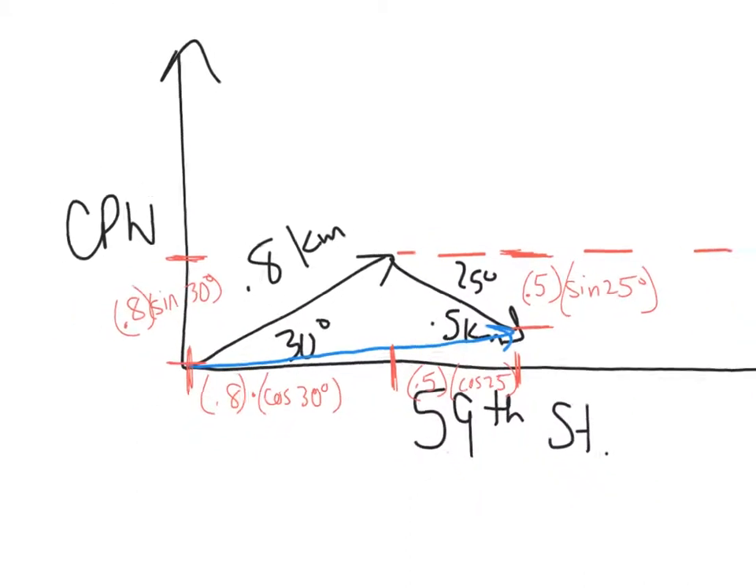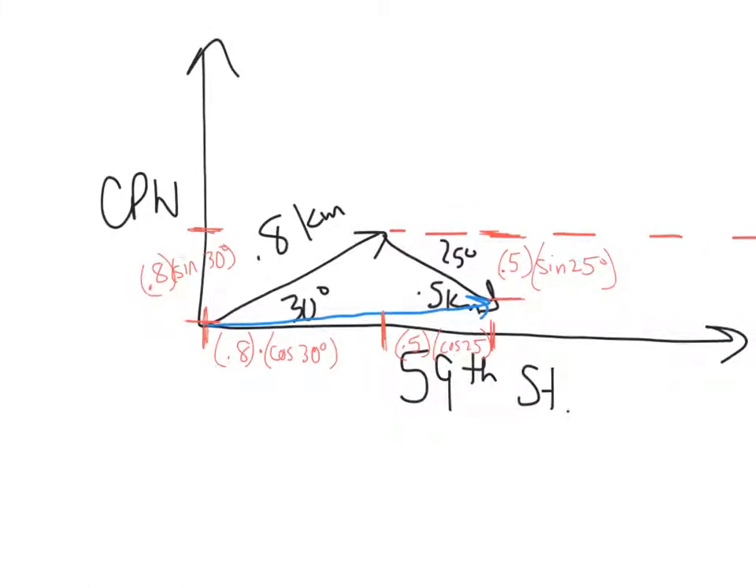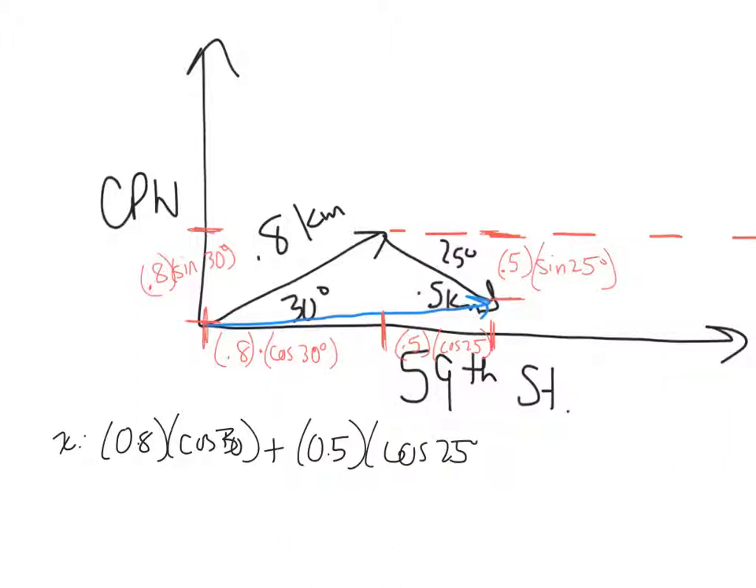So let's write all this out real quick. Again, that's our diagram, though, and the diagram is really what's important here. So we've got the following. The x components, we've got 0.8 times the cosine of 30, plus 0.5 times the cosine of 25 degrees. That's going to give me 1.15. And the units are kilometers on this.